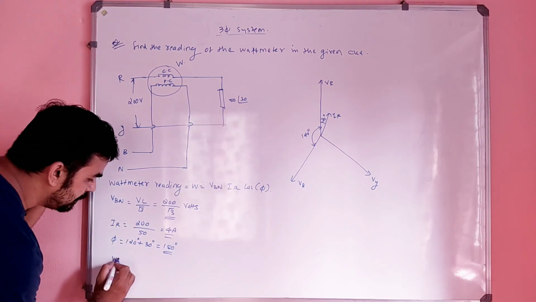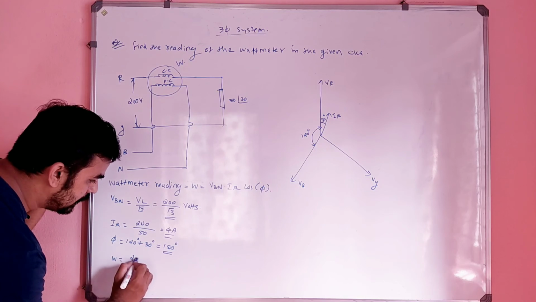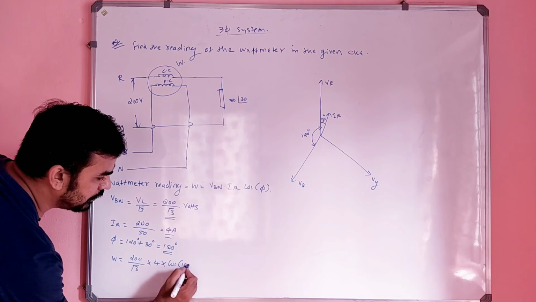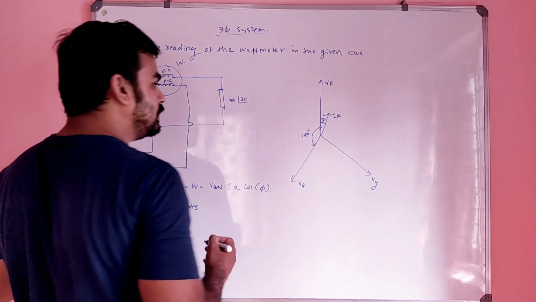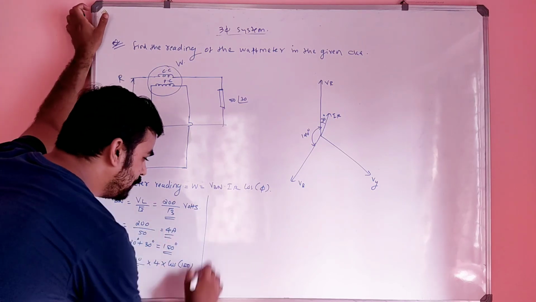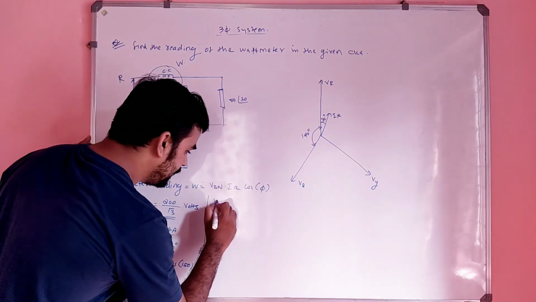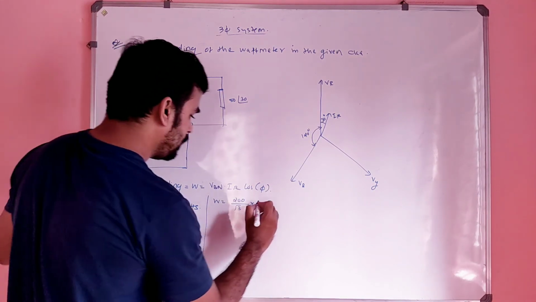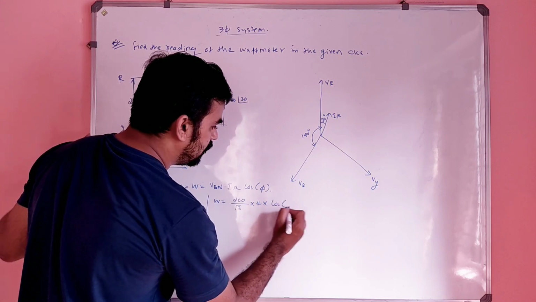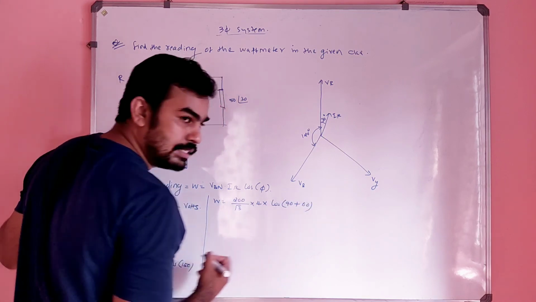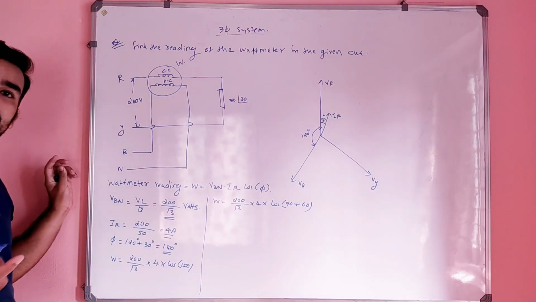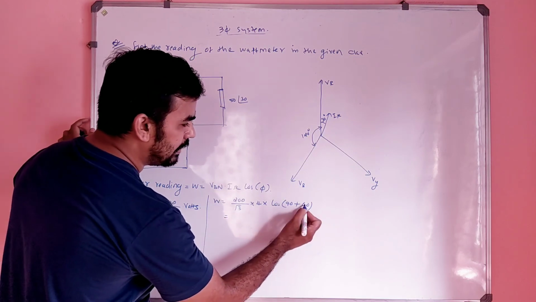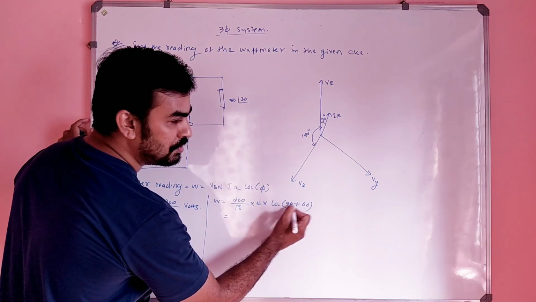So the wattmeter reading W will be 200 divided by root 3, into 4, into cos 150. Calculator will not be allowed in our examination now, so you have to find the answer. What is cos 150? I can write it as cos of 90 plus 60. Cos of theta plus 90 is equal to minus sin theta.